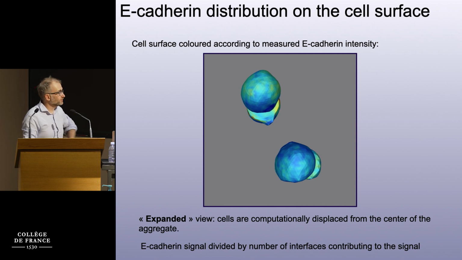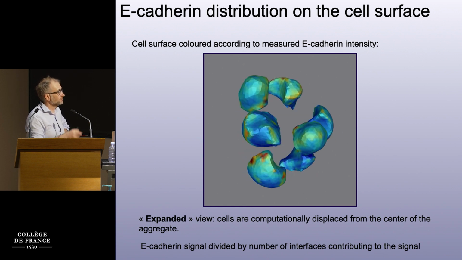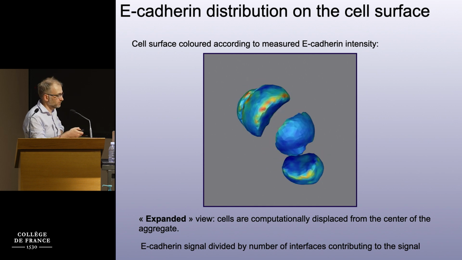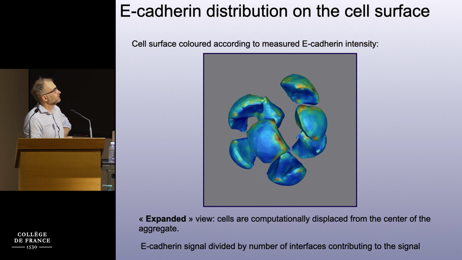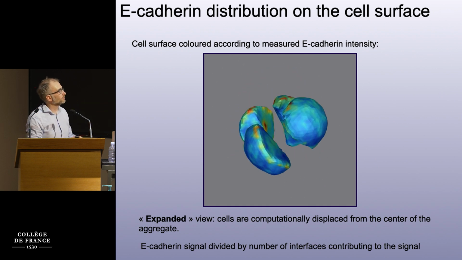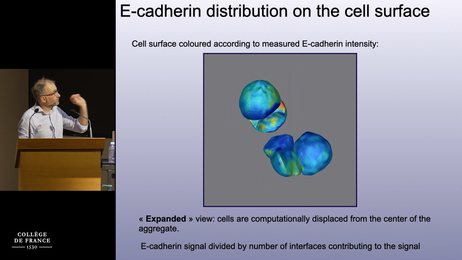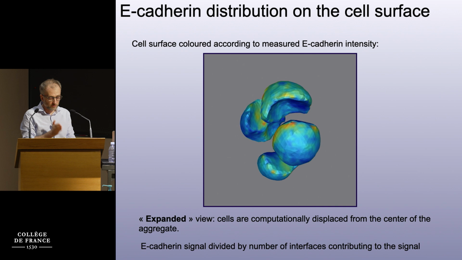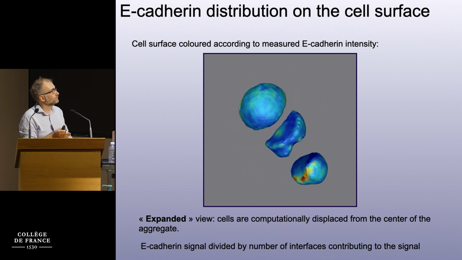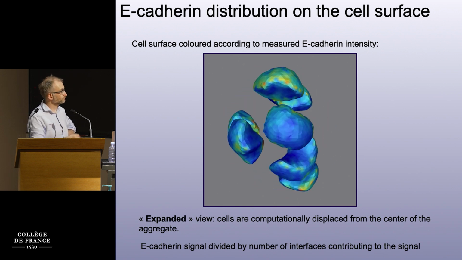Okay, so where does the rotation come from? So we looked at movies where the cells are labeled with E-cadherin and actin. Here we'll only show E-cadherin. So this movie here is now obtained by taking the cells and then computationally displacing them from the center so that one can see what's going on. And also on the cells, we have mapped the E-cadherin intensity. Whenever we see an interface, we divide the E-cadherin signal by the amount of cells participating to the interface so that the signal is really the signal of E-cadherin per cell.